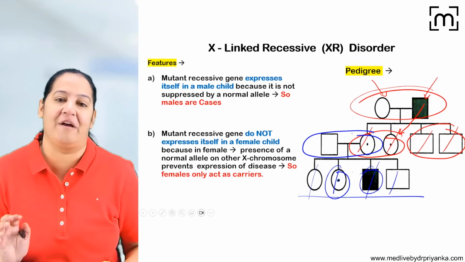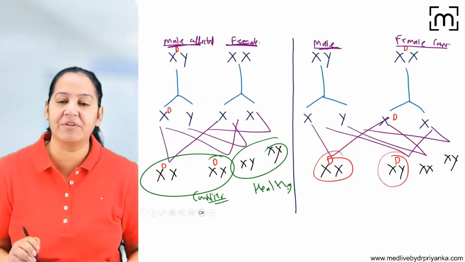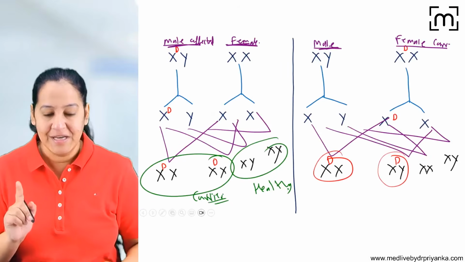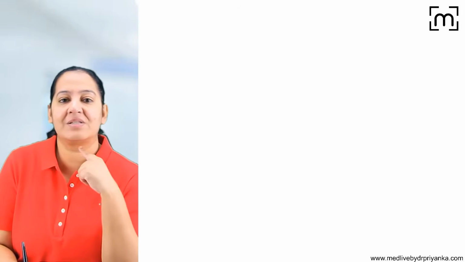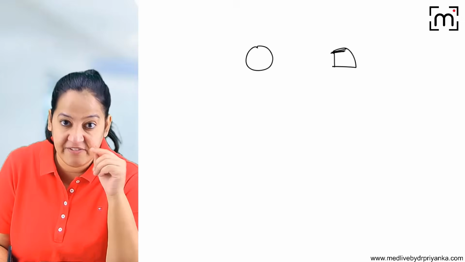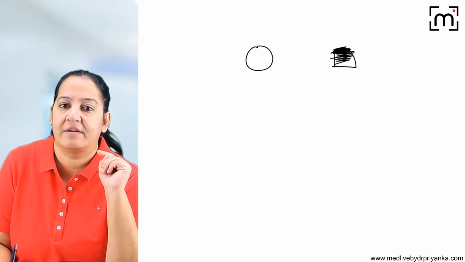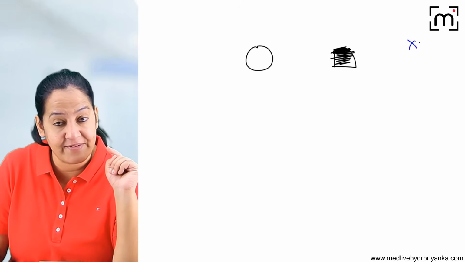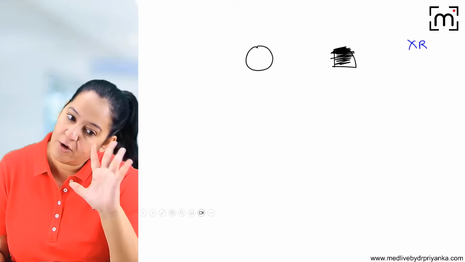So this is the pedigree you have to draw. Please draw the pedigree, write down the features. I hope you all got it, right? So how to draw the pedigree? Start with a couple, male, female. You can start with anyone. For example, I am starting with the male affected. I am telling you the pedigree of X-linked recessive. Female cannot be affected. Female can always be a carrier.